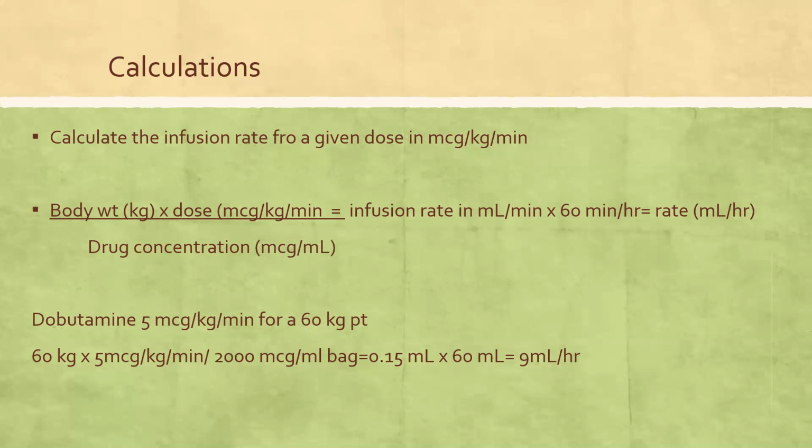But I want to know what the hourly infusion rate is. So I times that by 60 minutes per hour, and that gives me 9 mils per hour, right? So for a 60 kilogram patient running 5 micrograms per kilogram per minute of dobutamine, the rate per minute is 0.15 mils per minute, and the hourly rate is 9 mils per hour.